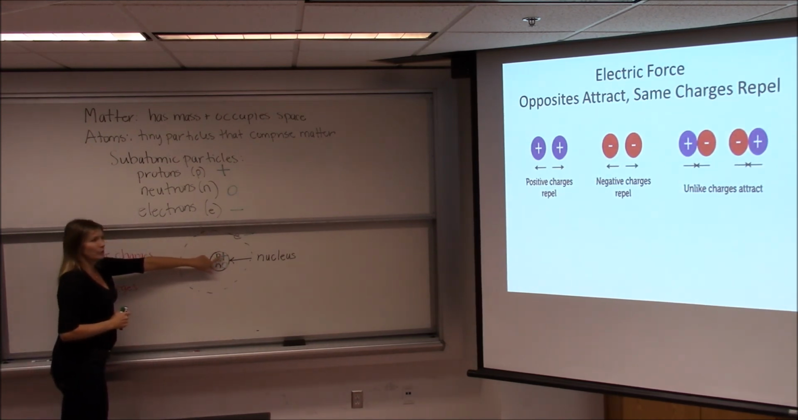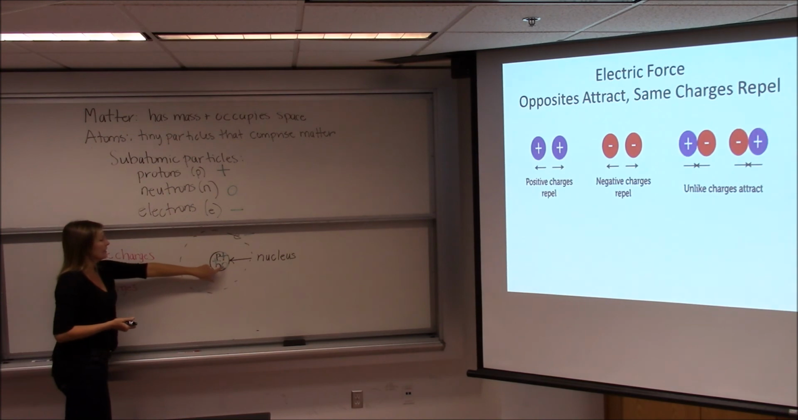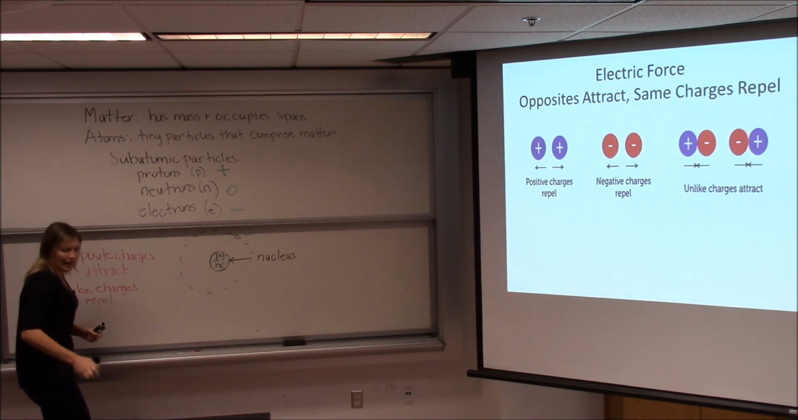So if we had two positive charges in the nucleus, they would tend to repel each other and the whole atom would fall apart. That's the role of the neutrons. The neutrons are going to separate those two positive charges and hold that atom together.